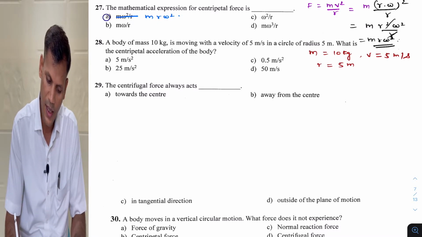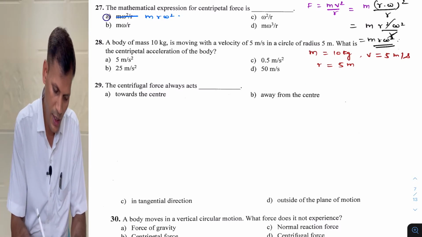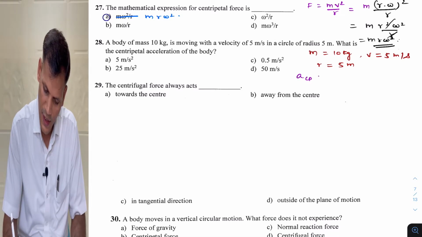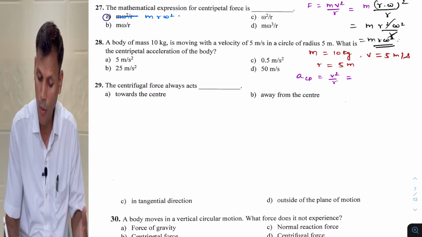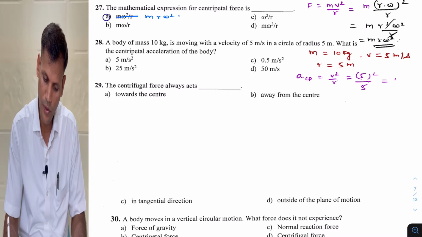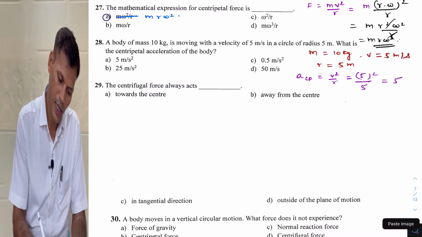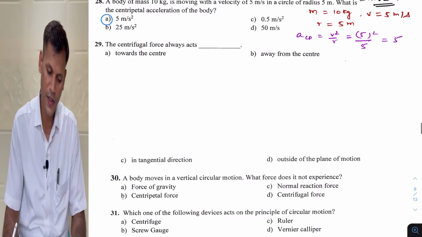So centripetal acceleration, since we have a_cp, acceleration centripetal, it is v square by r. No need to substitute the value of m over here. It is v square by r, so 5 square by 5 is 5, so of course it will be 5. So the unit of acceleration is meter per second square, so it will be 5 meter per second square.